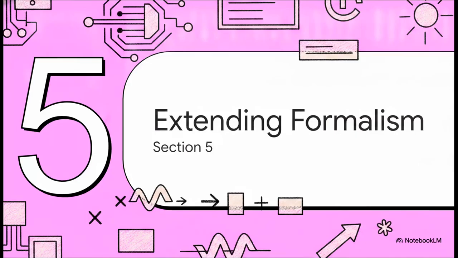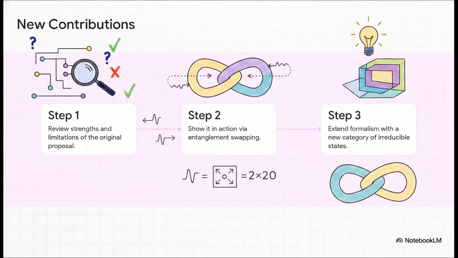Let's look at Section 5, Extending the Formalism. To push this science forward, German takes 3 really deliberate steps in his paper. First, he reviews the strengths and limitations of Rudolph's original 2017 proposal. Second, he thoroughly tests it, showing it in action through a complex process called entanglement swapping. And finally, the real breakthrough, Step 3, extending the entire formalism by introducing a brand new category of states.